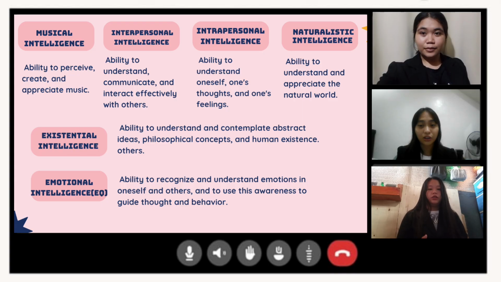And the last one is emotional intelligence, the ability to recognize and understand emotion in oneself and others, and using this awareness to guide thinking and behavior. And for example is a manager who motivates a team by sensing their mood and responding appropriately, or a therapist helping clients manage stress. And for the next reporter, may I call on Miss Tuason?